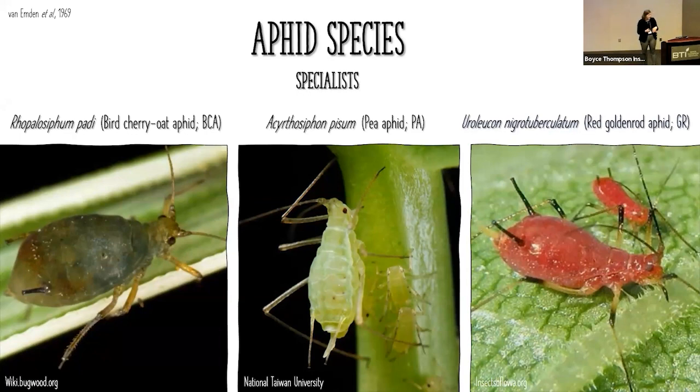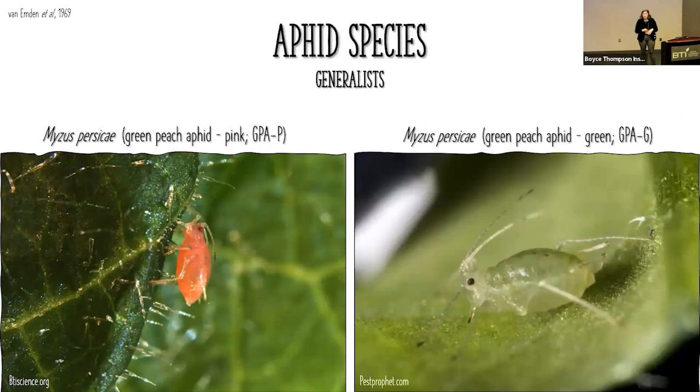So R. padi feeds on maize, which is a monocot. The pea aphid feeds on fava bean or other legumes, which is a dicot, and then goldenrod aphid feeds on goldenrod. Just like there are specialists, there are also generalist species of aphids. Generalist species can feed on lots of different host plant families and many species within those families. So the specific generalist species I used was Myzus persicae, which is the green peach aphid.